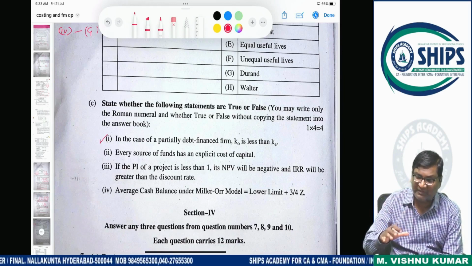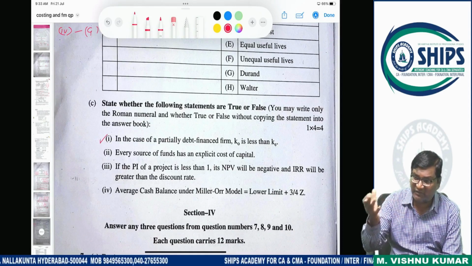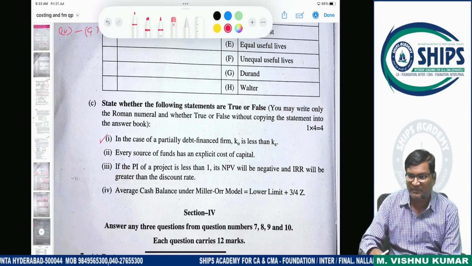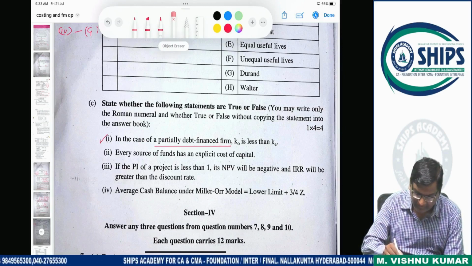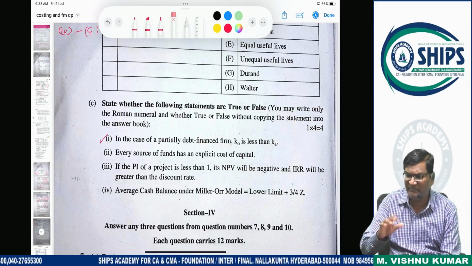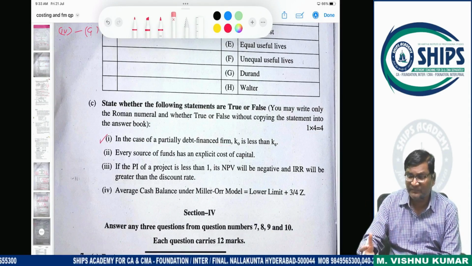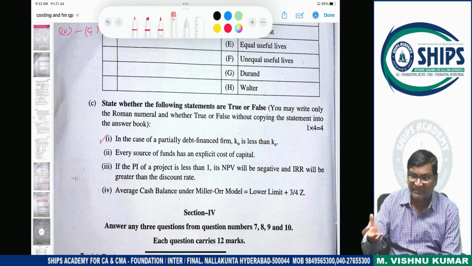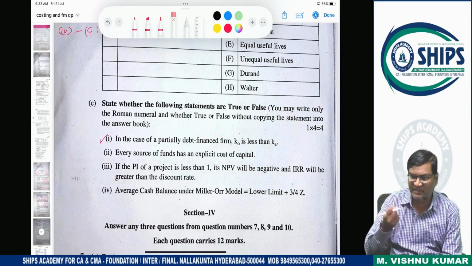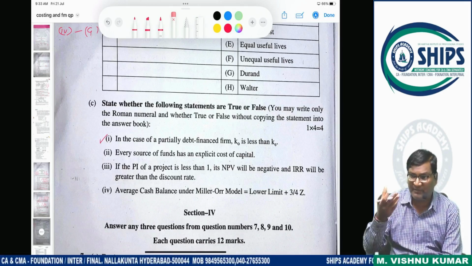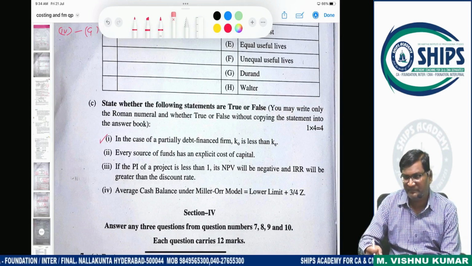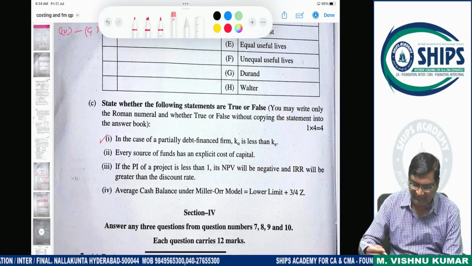Your overall cost of capital will be less than the individual cost of equity. That is possible. In a partially debt-financed firm, partially means it can be 50-50, it can be 80-20, any combination. Debenture is there in the capital structure. So, because of debenture, sometimes there is a possibility that your overall cost of capital will be less than the cost of equity.